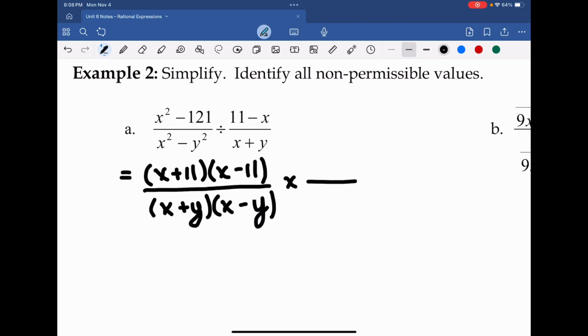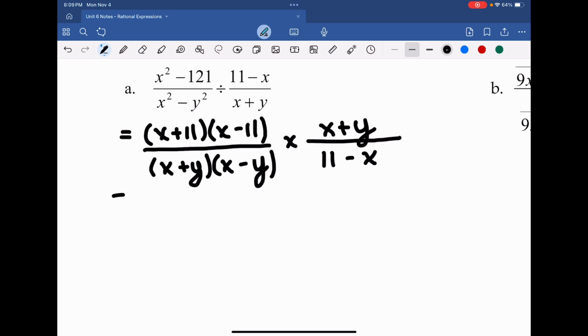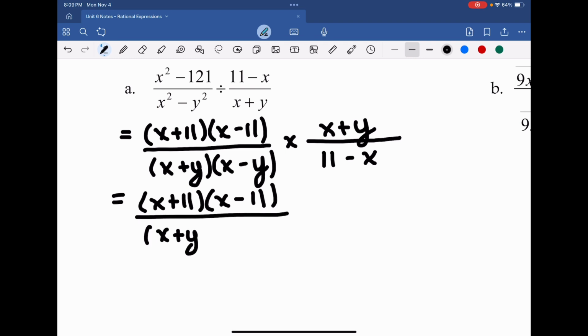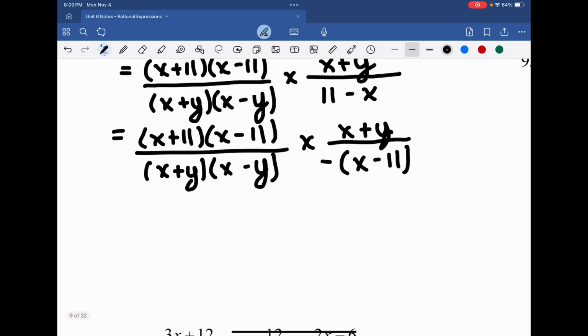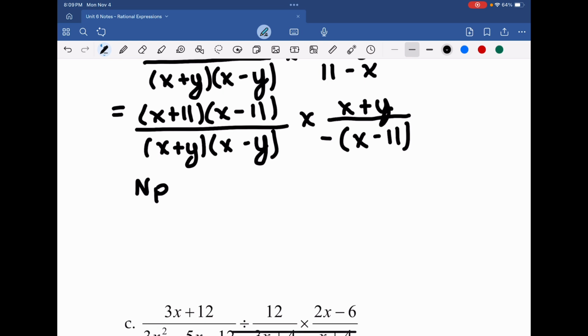Now, I'm going to change this to multiplication. And when I change it to multiplication, this is going to cause the reciprocal to be x plus y in the numerator. And then in the denominator, it's going to be 11 minus x. Now, to make this 11 minus x match the term here, what we can do is take this and just pull out a negative from it. So I'm going to rewrite this as the following. This is going to be x plus 11, x minus 11, and then close the bracket, divided by x plus y, x minus y, and then this is still multiplied by, in the second fraction, x plus y. And then if I remove out a negative, now I can write it as the x minus 11 to match. Okay, let's state our NPVs very quickly before we do any cancellation.